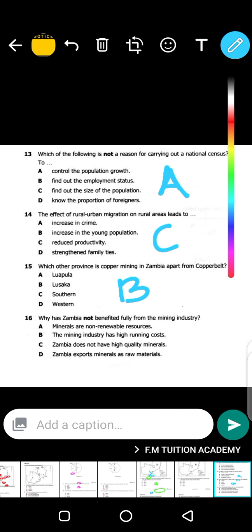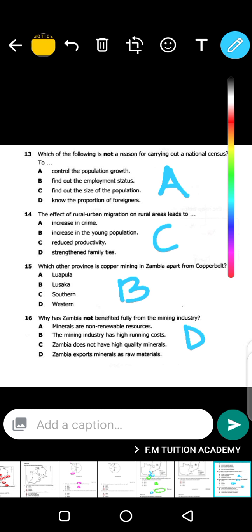Okay, question 16. Why has Zambia not benefited from the mining industry? Most of the time when we mine in Zambia, we usually export to other countries instead of using those raw materials to create machines or jewelries from within the country. So we don't benefit here. Why? Because we export our raw materials to other people. So the answer is D here.